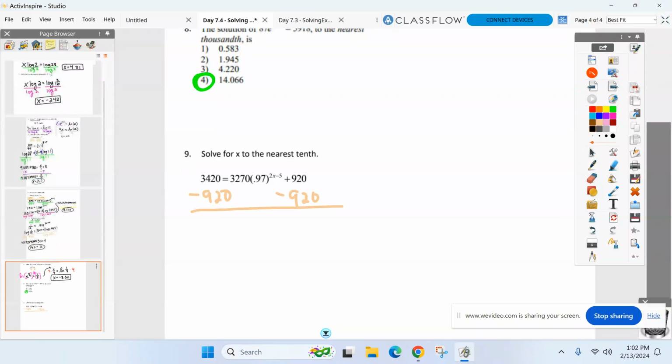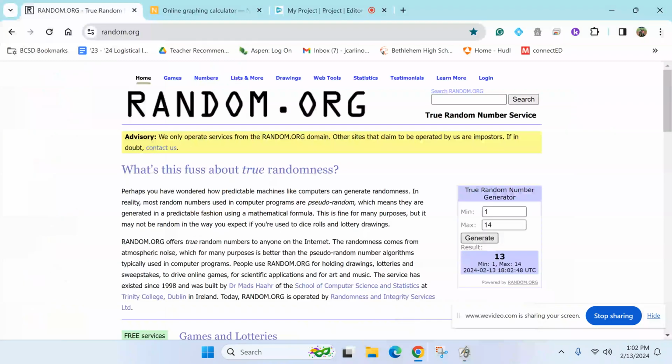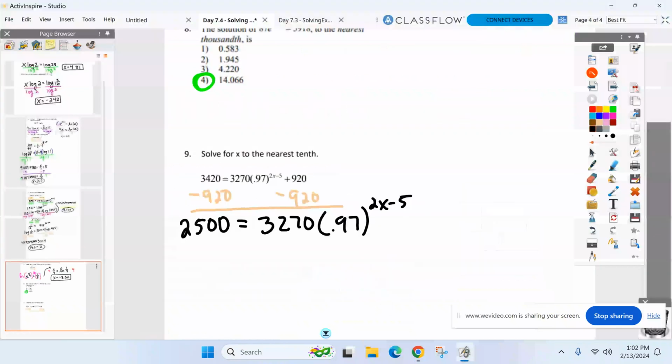What are you looking at there? 2,500. 3,270. Whew. Next. This is as tough as it gets right here. Oh, Richie, there we go. Divide by 3,200. There we go. Blind squirrels, acorns, everyone. Got it.